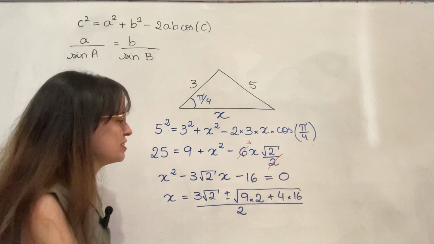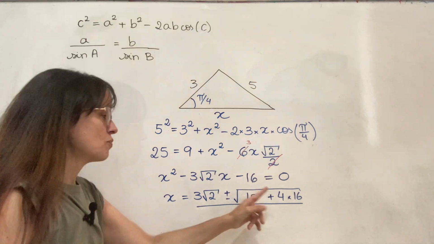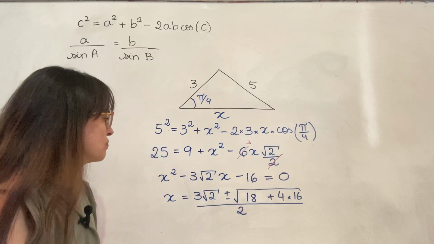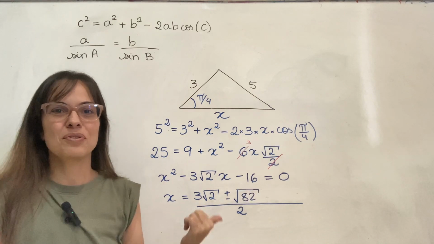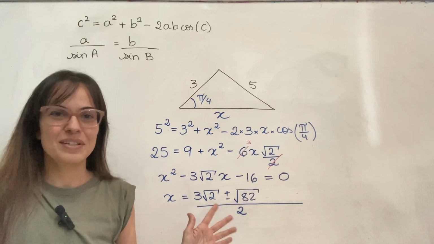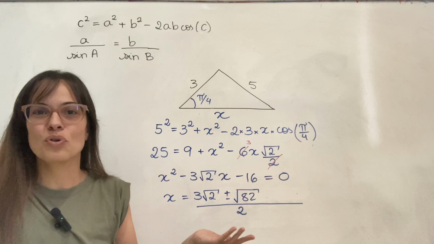Bear with me for a second here. 9 times 2 is 18. 4 times 16 is 64. 18 plus 64 is 82. And I don't think that one is going to factor nicely into a third. It's just 2 times 41.